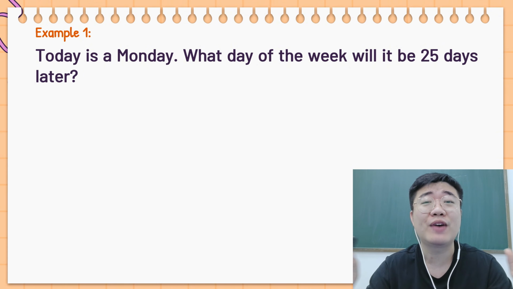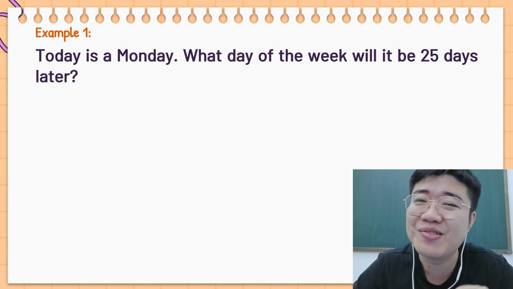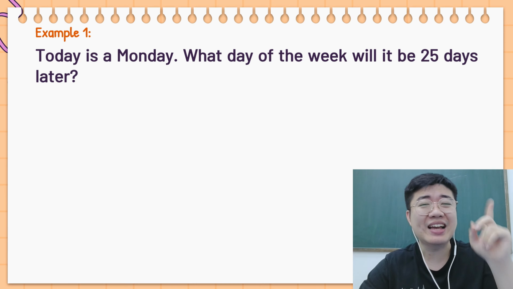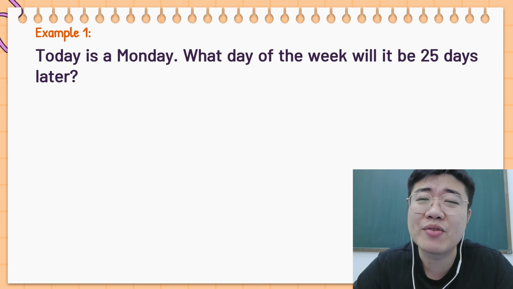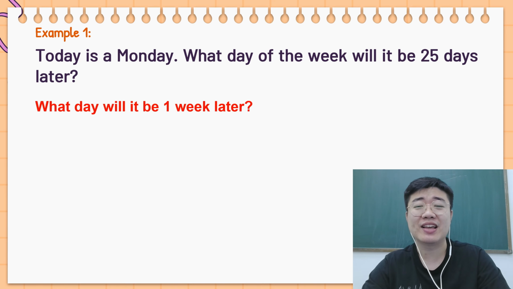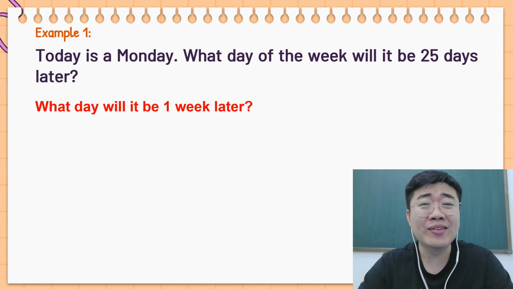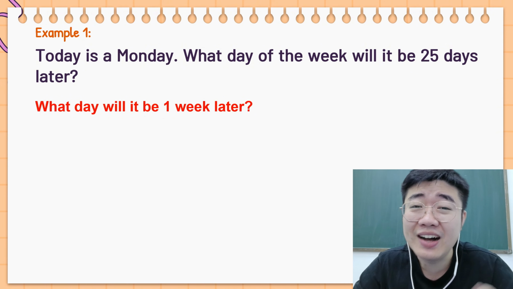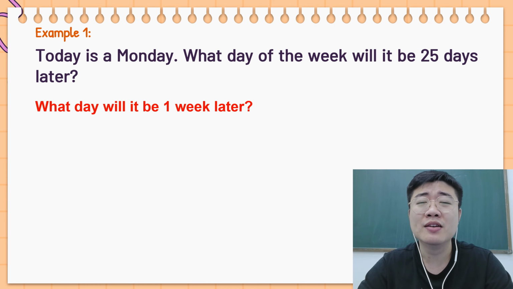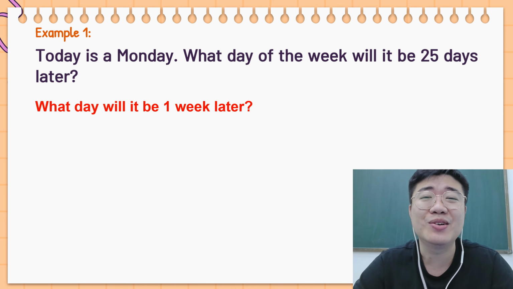So, is there a faster method? The answer will be yes. So, let's think about this question. What day will it be if it's 1 week later? Everyone will notice if it's 1 week later, this is also a Monday. Now, how about 2 weeks later? Yes, 2 weeks later is also a Monday.